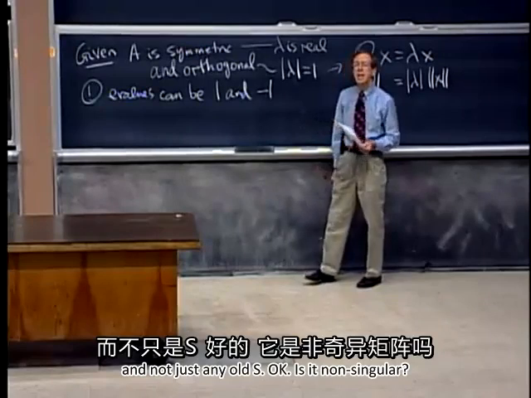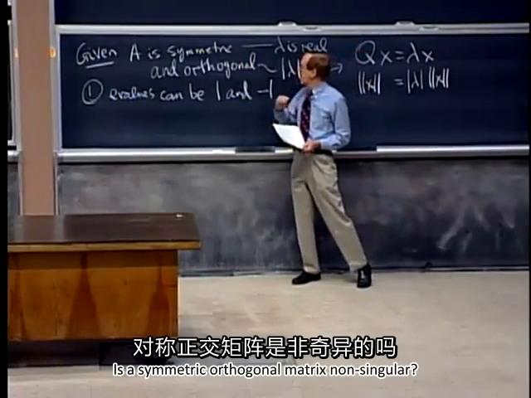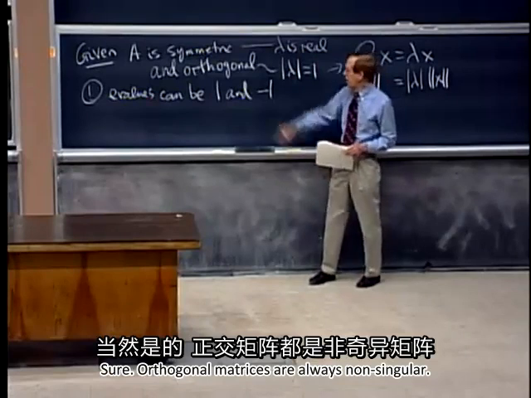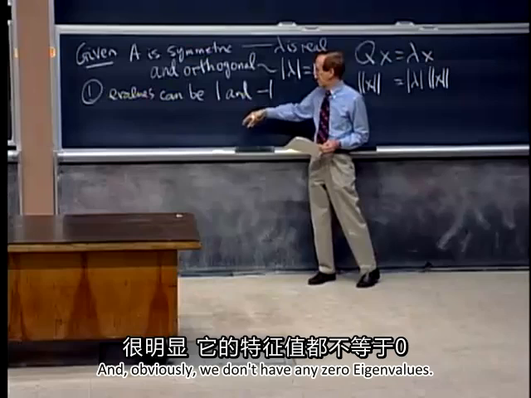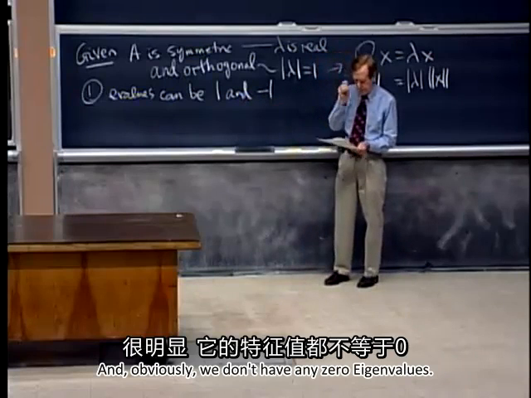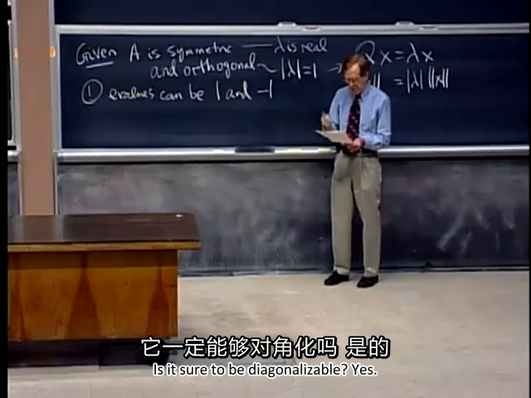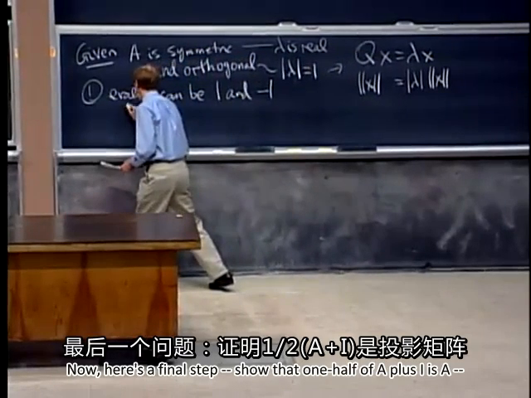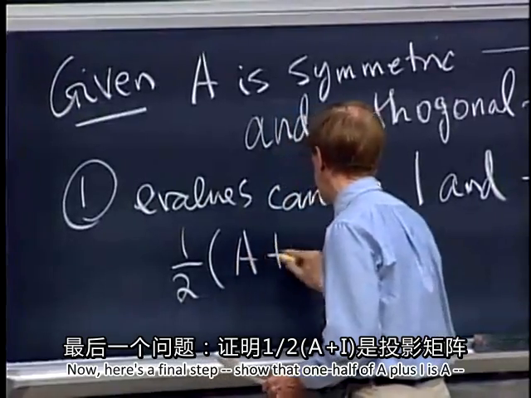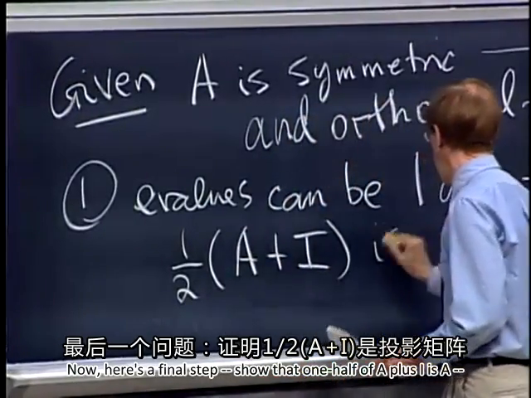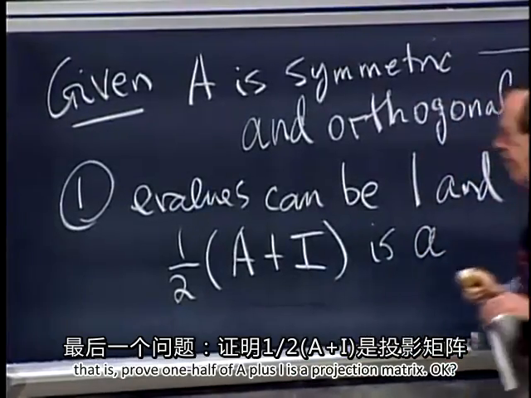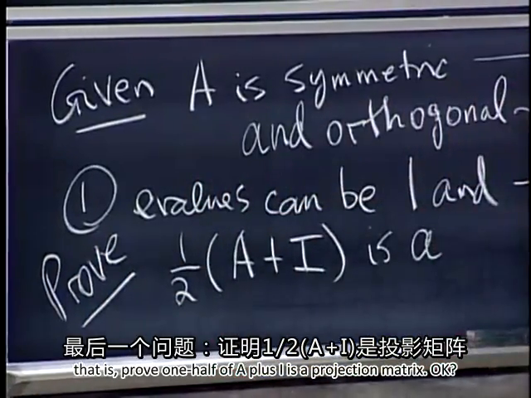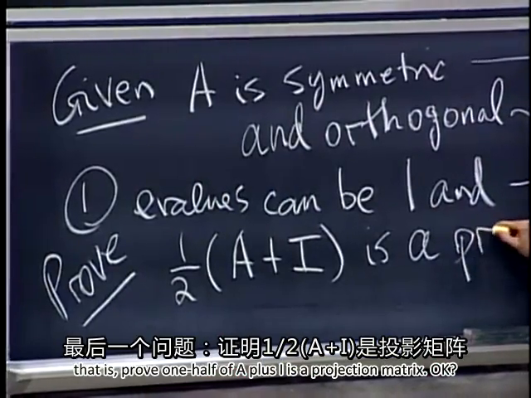Okay. Is it non-singular? Is a symmetric orthogonal matrix non-singular? Sure. Orthogonal matrices are always non-singular. And obviously, we don't have any 0 eigenvalues. Is it sure to be diagonalizable? Yes. Prove that. Now, here's a final step. Show that one-half of A plus I is a projection matrix. This is a proof.